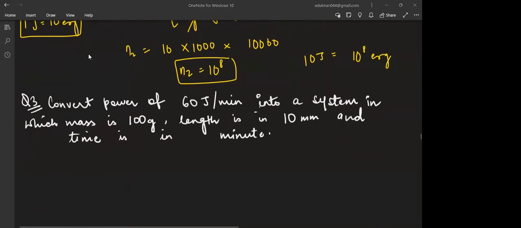Okay, class, now try this question. At least try this first yourself. Two questions I have directly explained to you. Try this by yourself, then I'll discuss it. Whoever is getting the answer, send it to me in the chat column. Use the same method.